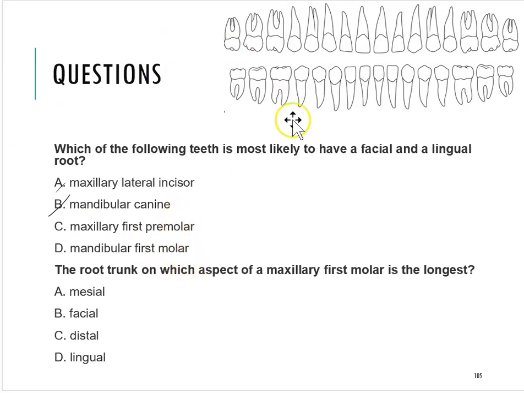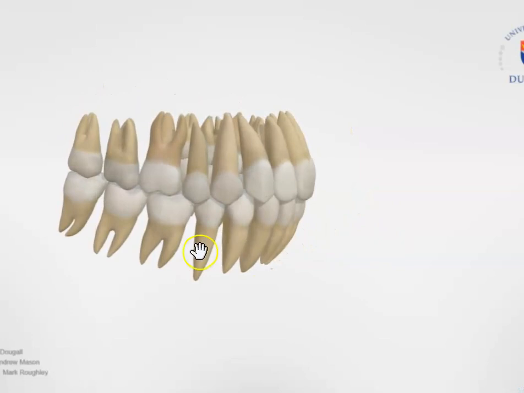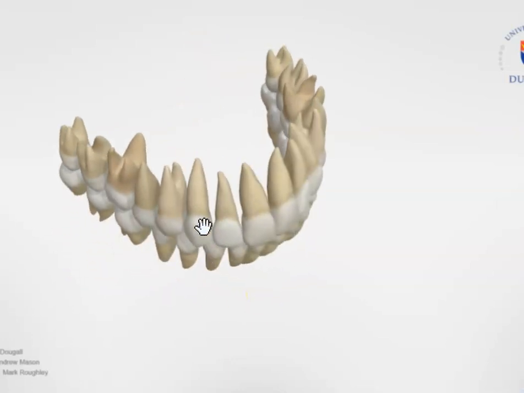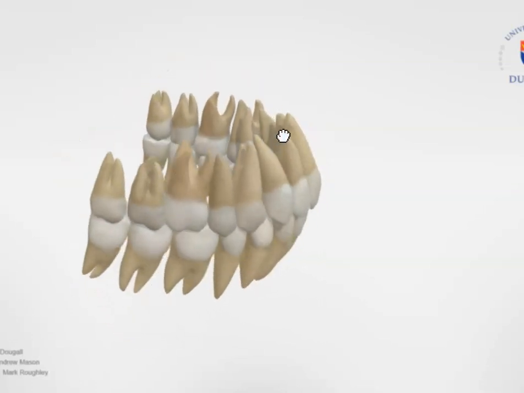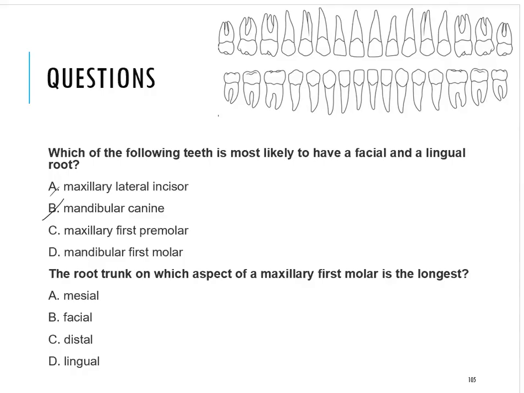Now we have to figure out which one has a facial and lingual root. If you look at the mandibular first molar, it's not facial lingual. The 2 roots, one is on the mesial, one is on the distal. But if you look at the maxillary first premolar, there is one on the facial and one on the lingual. So the maxillary first premolar is your answer because that's facial lingual. You should really know where the roots are located because that might help with questions like this. So this is C.